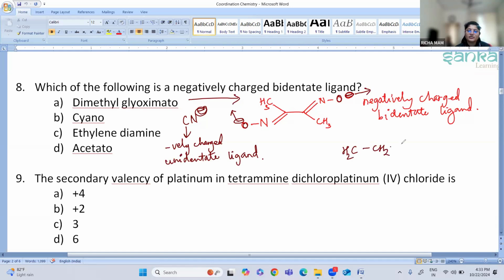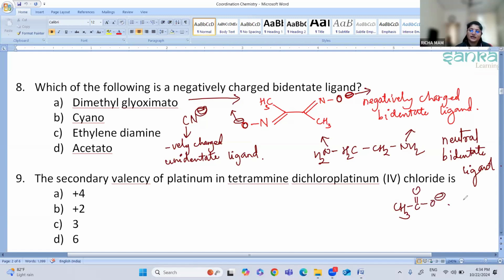Then ethylenediamine. This is your ethylenediamine. Again, the mode of attachment is from two atoms, but this is a neutral molecule, so it is a neutral bidentate ligand. Then last is acetato, which is CH3 C double bond O minus. Again, this is a negatively charged unidentate ligand. So it is option number A.